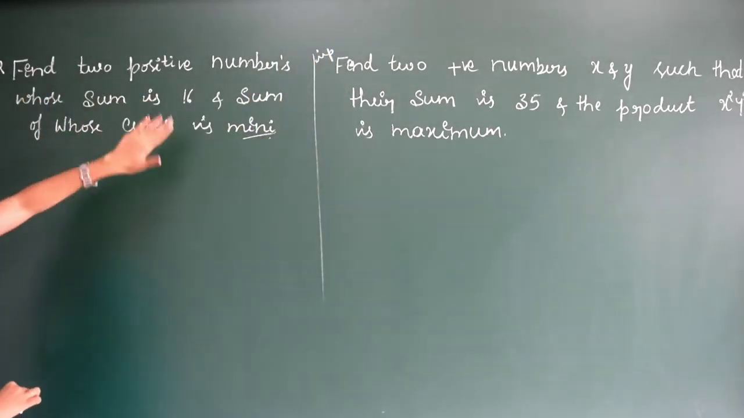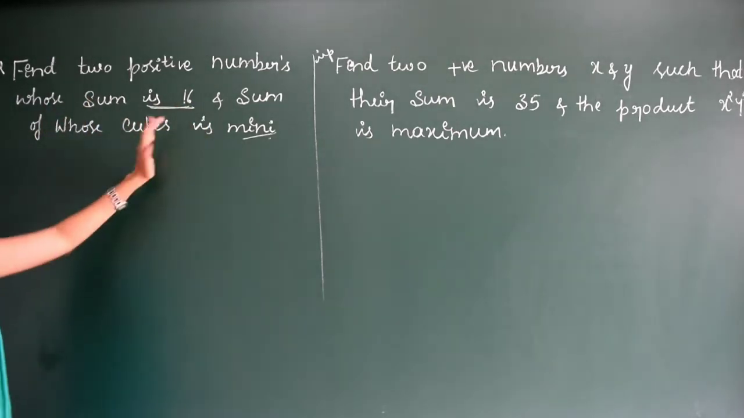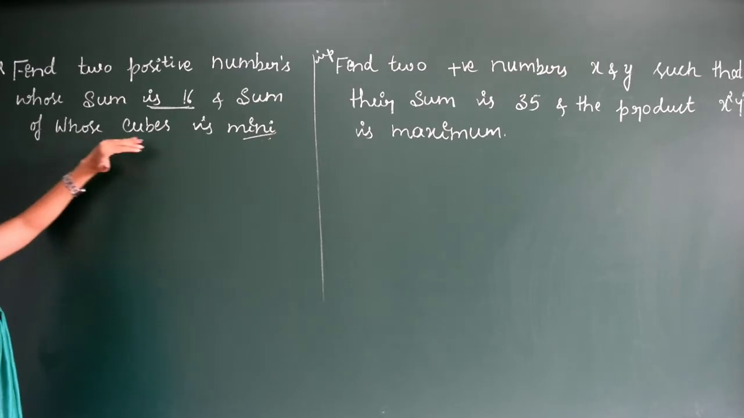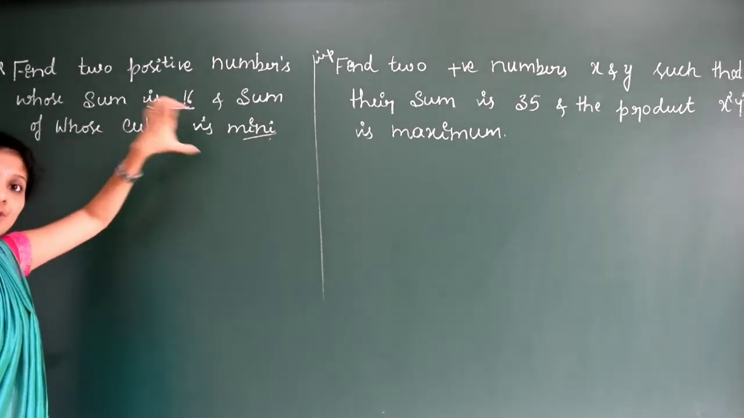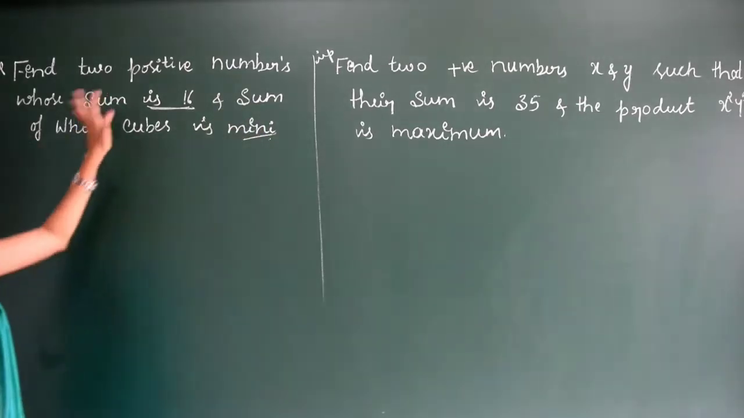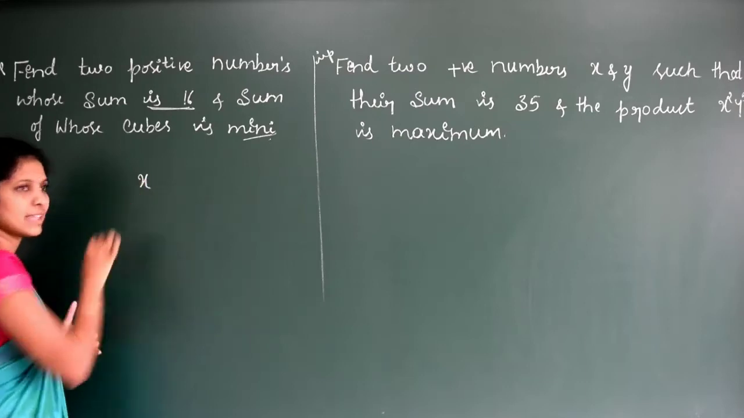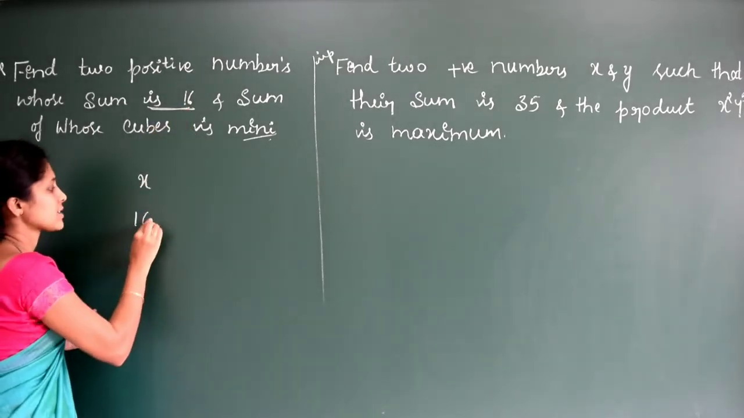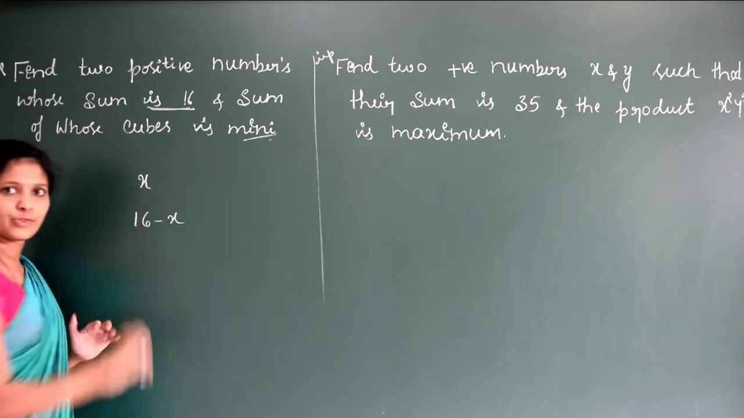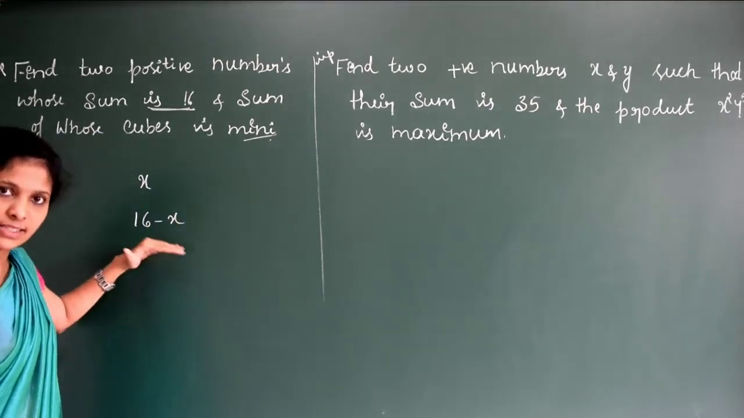Find two positive numbers whose sum is 16 and the sum of whose cubes is minimum. You have to find the sum of the cubes that should be a minimum value. The sum of two numbers is given, right? What you can do is first consider one number as x. Another number, since the sum is 16, will be 16 minus x. If you consider one number as x, another number will be 16 minus x. This is the first thing.